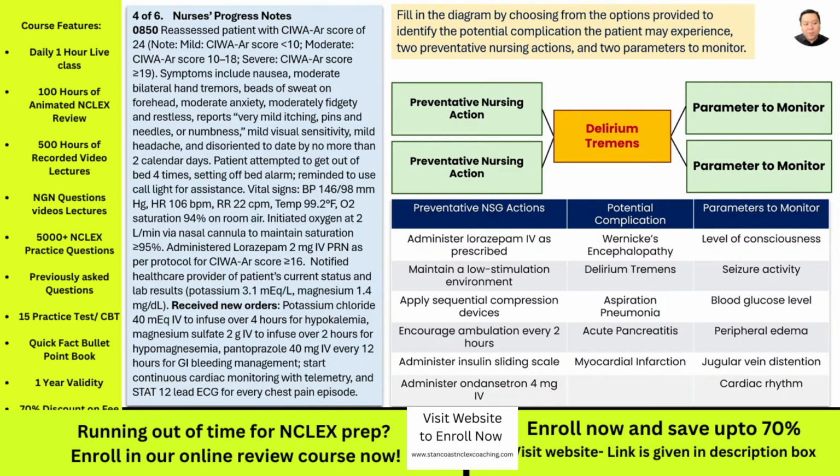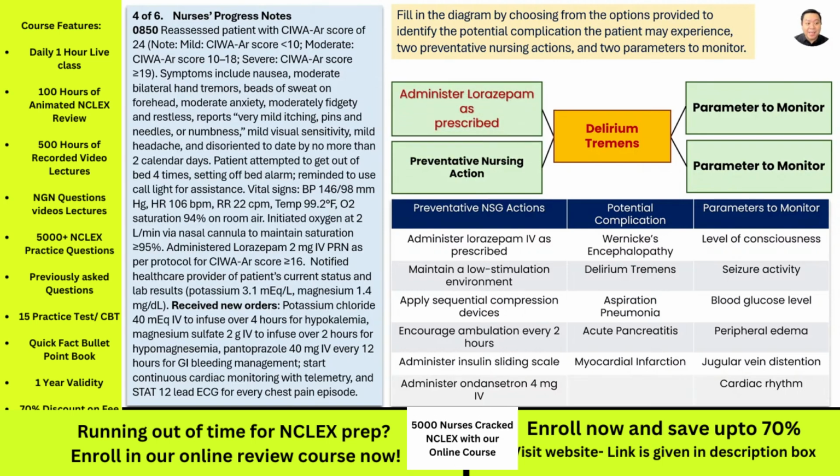Now let's move on into the preventative nursing actions here. So what are these two? We have the options: administer lorazepam IV as prescribed, maintain a low stimulation environment. We also have apply sequential compression device, encourage ambulation every 2 hours, administer insulin sliding scale, administer ondansetron 4 milligrams IV. Well, remember that the patient is on the CIWA-Ar protocol. The answers are the following.